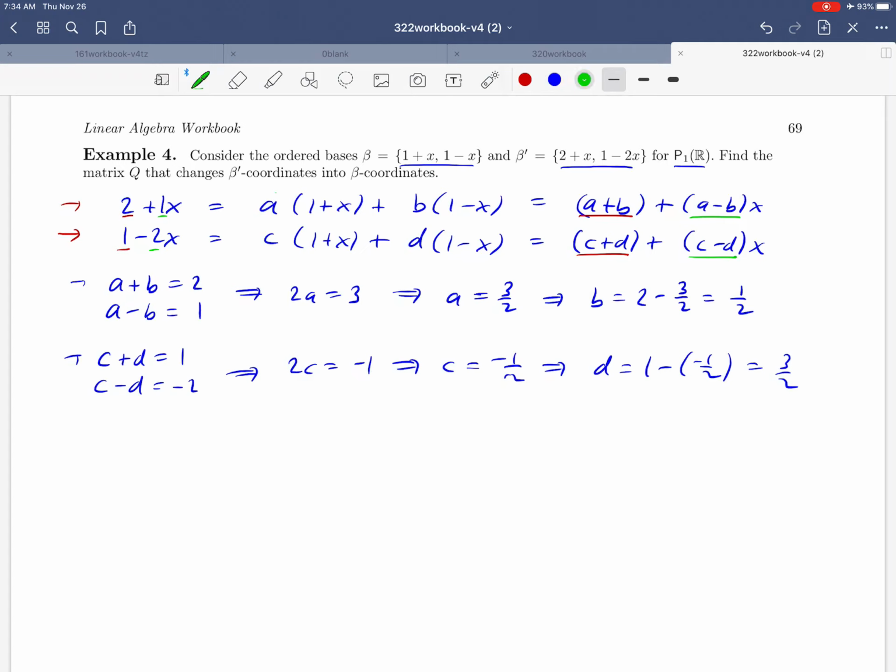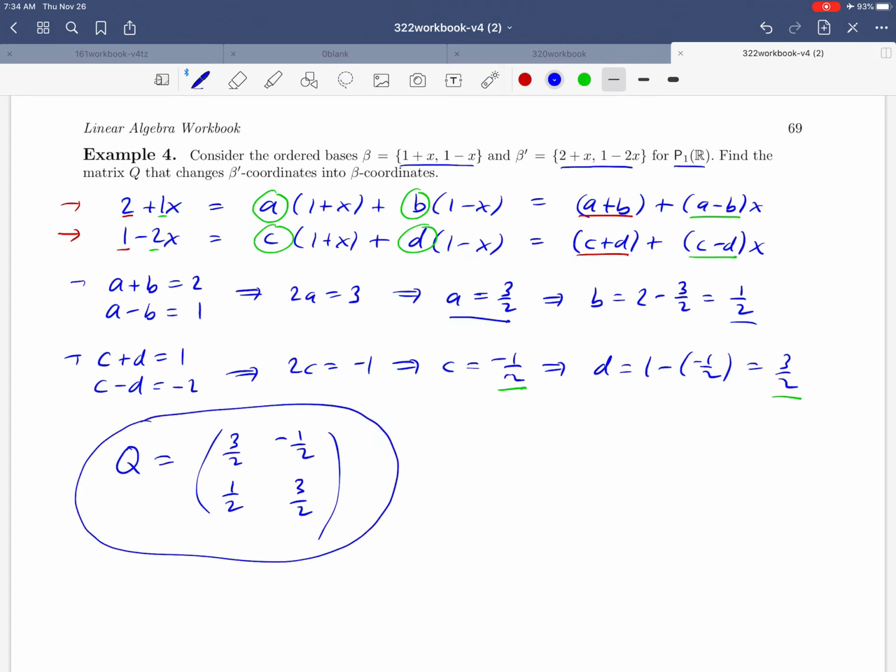Okay, so we know what A, B, C, and D are. Let's start with the A and the B. They're going to give us the first column of our change of coordinate matrix. So A is 3/2 and B is 1/2. So we're going to get 3/2 and 1/2. Next we need C and D. Looking at our work, C is -1/2 and D is 3/2. Those two numbers are going to form the second column of our matrix, -1/2 and 3/2. And there it is. We have just calculated the change of coordinate matrix, changing beta prime coordinates to beta coordinates.